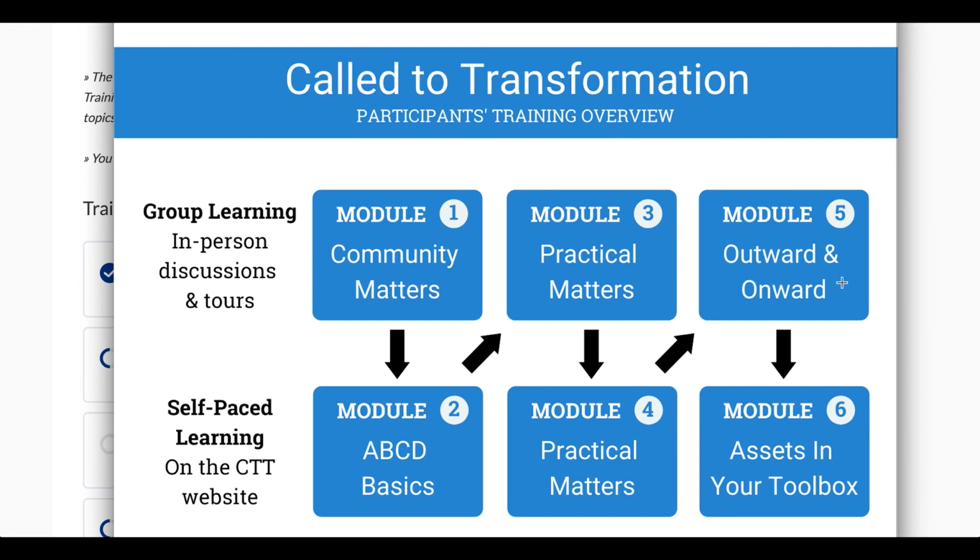Obviously for module 5, where we have that field trip, that would be a little bit harder. So that might need to be something that either waits or that you work with them to implement a distance option. It's hard to know, but I wanted to mention it since we don't really know how long social distancing is going to last. So modules 2, 4, and 6 are self-paced learning that will happen on the Call to Transformation website for your participants in much the same way that you are completing modules in the facilitator training.